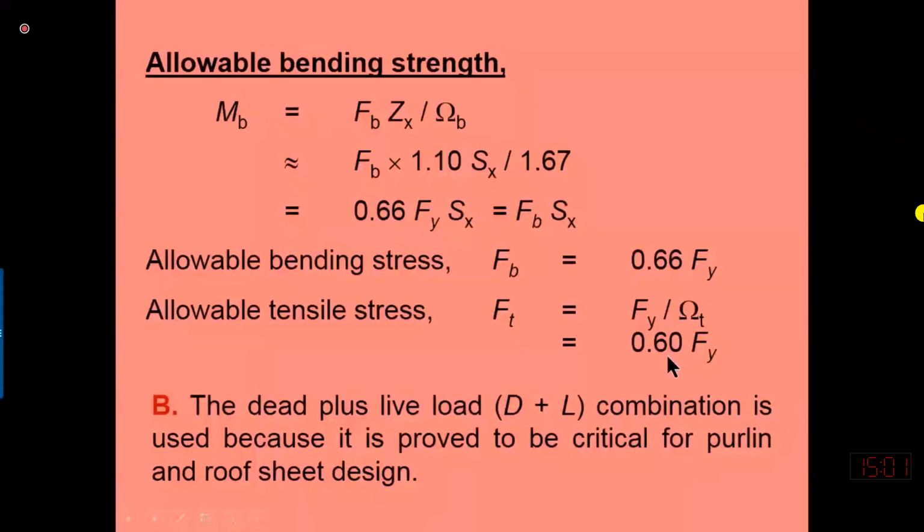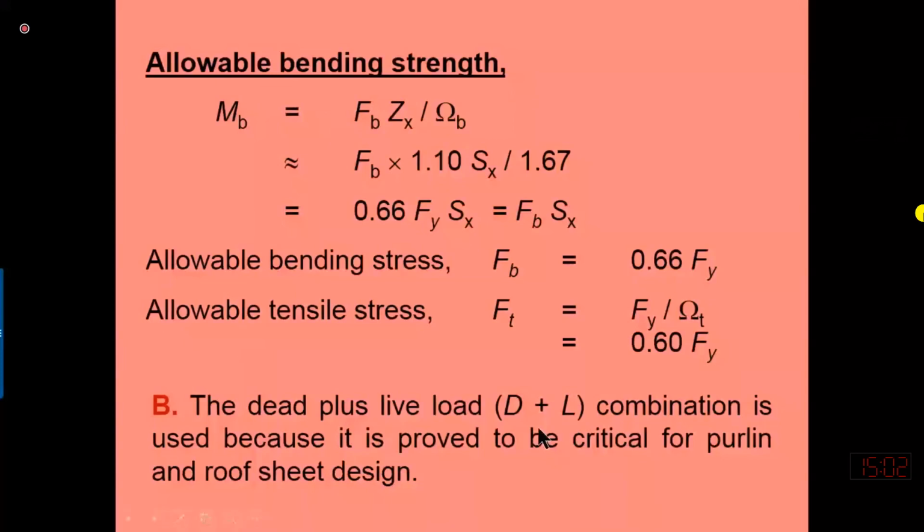So the next point is that the dead load and live load combination is used because it is proved to be critical for the purlin. The purlin will not be designed for any wind load combination. Because if the wind load is acting along with dead and live load, the wind load will negate the gravity effect. So the load will be lesser. So the purlin will only be designed by considering dead plus live load, or the gravity load combination.